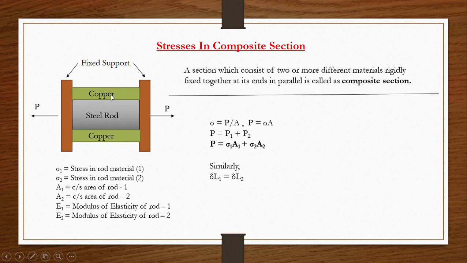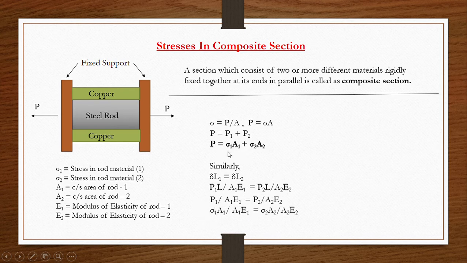Now the total deflection will be the same, as the force applied on each part is the same. So delta L1 is equal to delta L2. You should keep in mind that delta L1 is equal to delta L2. The deflection is nothing but P into L divided by A into E for each part. The original length is the same for each part, so L and L get cancelled. Remaining is P1 divided by A1 into E1 is equal to P2 divided by A2 into E2.